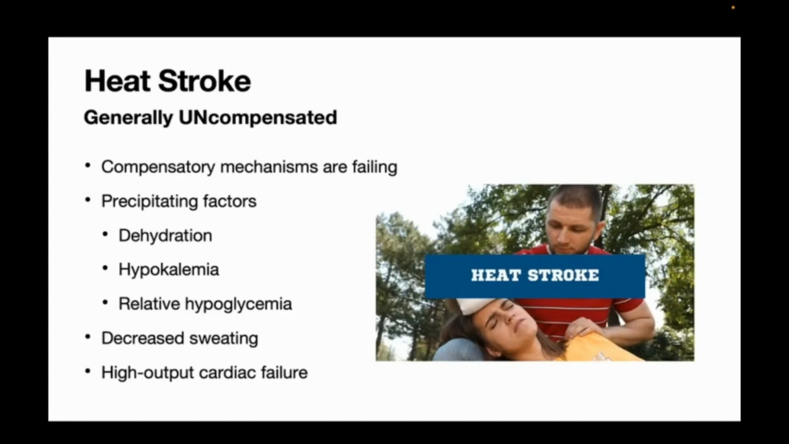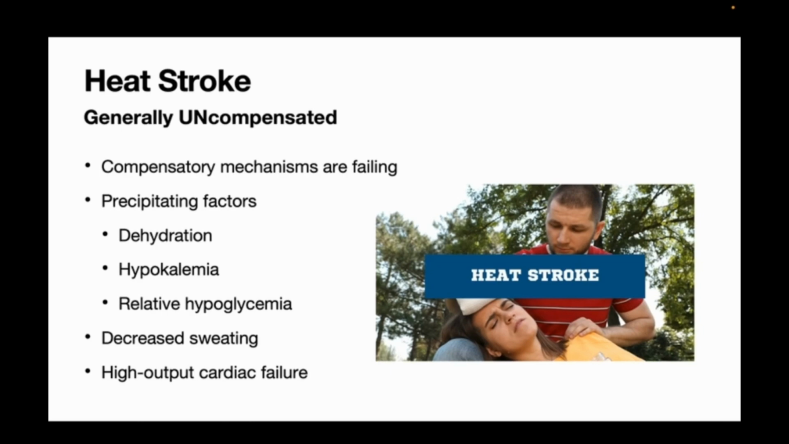So heat stroke, we're moving right along here, and that is generally uncompensated. In scenarios of heat stroke, you have compensatory mechanisms failing. And so now you're not supporting them. They're failing, and it's no longer a matter of simple support. It's more interventions we're going to discuss here.